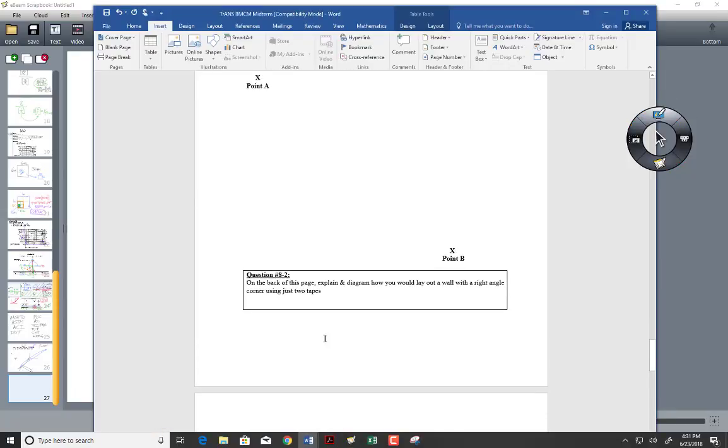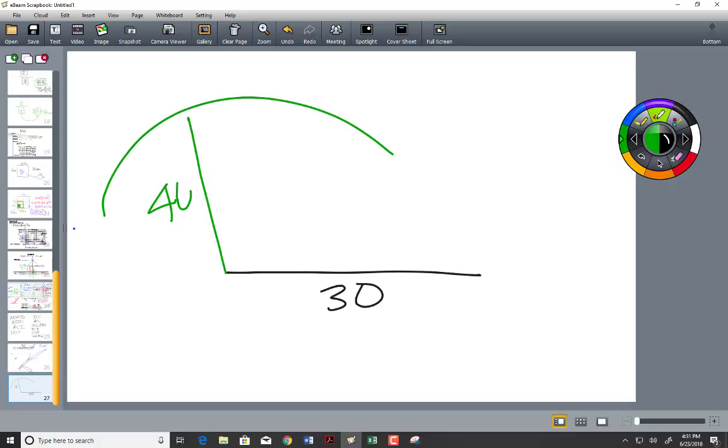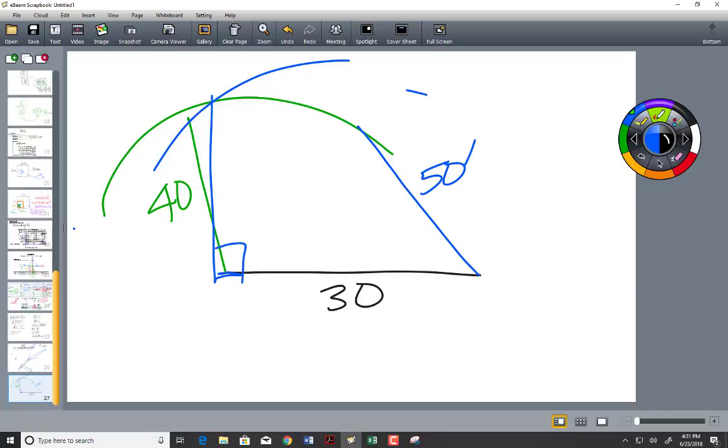On the back of the exam, explain with a diagram how you lay out a wall with a right angle corner using just 2 tapes. I don't know, what would we use? Oh yeah, the 3, 4, 5 golden triangle. I lay out a line here at 30 feet, and then I take this tape right here and go out 40 feet, and I take this tape right here and go out 50 feet, and where they intersect would be exactly at a right angle. 3, 4, 5 triangle.